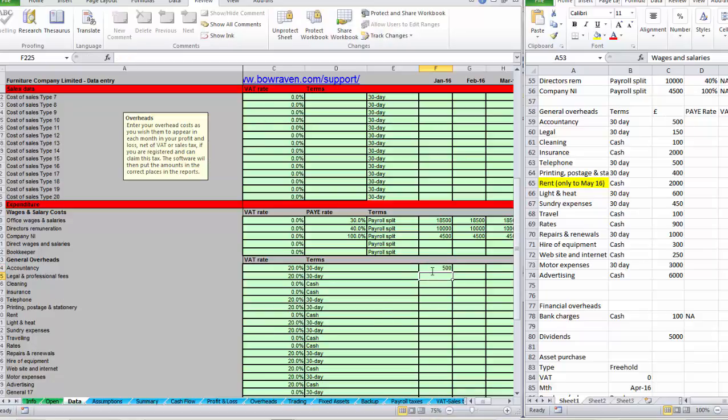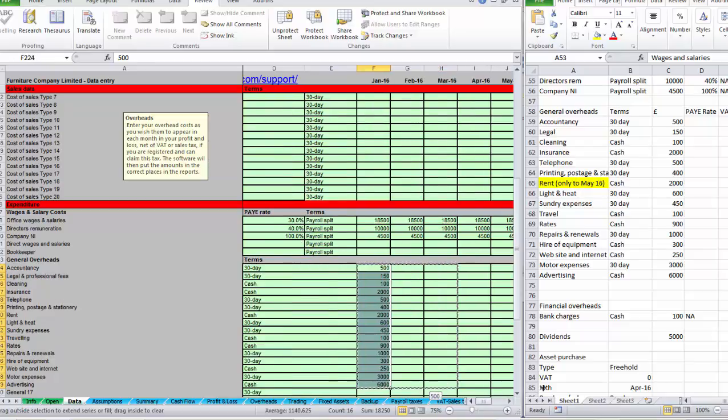So I've got 500, 150, 100, £2,000, 500, 400, £2,000, 600, 450, 100, 900, £1,000, 300, 250, £3,000, £6,000, and hopefully that'll line up with advertising. I've done it right. Now, I note here that the rent is only to May 16. That'll come clear why that is.